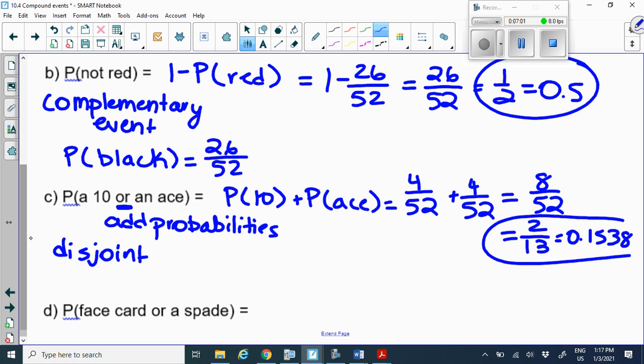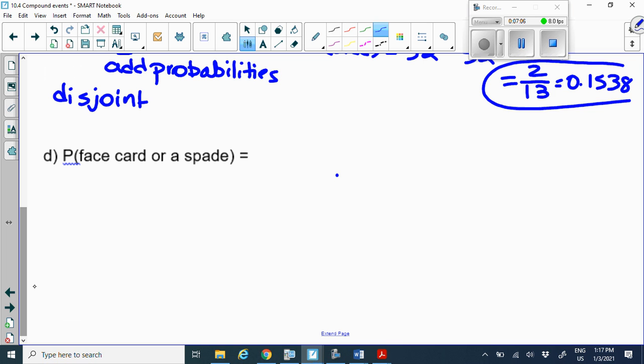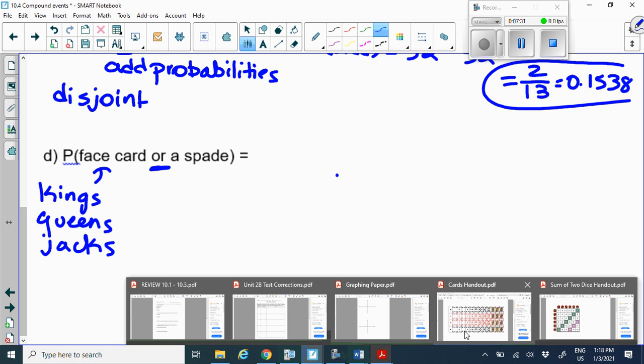Okay, let's do our last card problem here. Probability that it is a face card or a spade. Okay, so once again we have an or here. So we have different things. So let's look. Okay, so if you don't know what a face card is, that is basically your kings, queens, and jacks. Okay, so that's what a face card is. And then the spade, that's going to be one of our black cards. So we're going to look there.